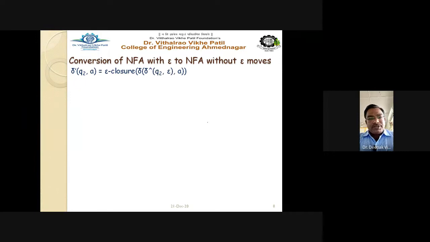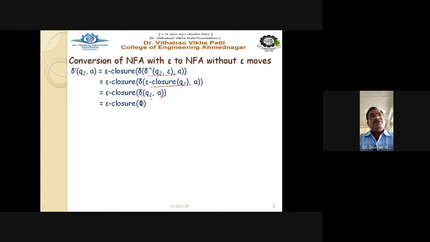Q2 on A, the third state, with the input A: epsilon closure of delta cap Q2 comma epsilon comma A, that is equal to epsilon closure of delta. The meaning of delta cap Q2 epsilon is nothing but your epsilon closure of Q2, and epsilon closure of Q2 is the Q2 itself. That's why delta Q2 comma A, and delta Q2 comma A is nothing but phi. There is no transition from state Q2 on input A, that's why it is marked as phi. So the answer is phi.